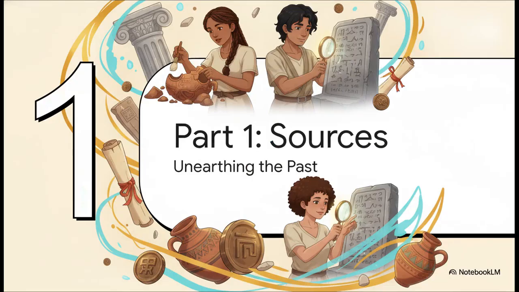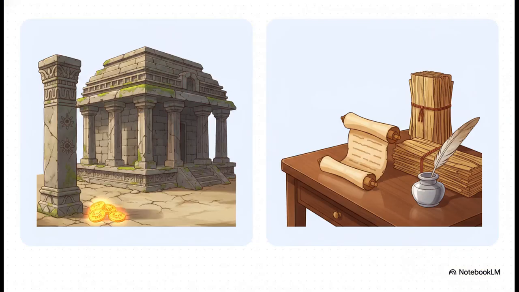All right, Part 1, Sources of Ancient History, Unearthing the Past. Before we can even begin to appreciate these massive regional empires, we really have to look at the two main pillars of historical evidence. On one hand, we've got archaeological evidence. This is your physical, literally set-in-stone proof. Things like rock inscriptions, ancient coins, and the structural remains of temples.